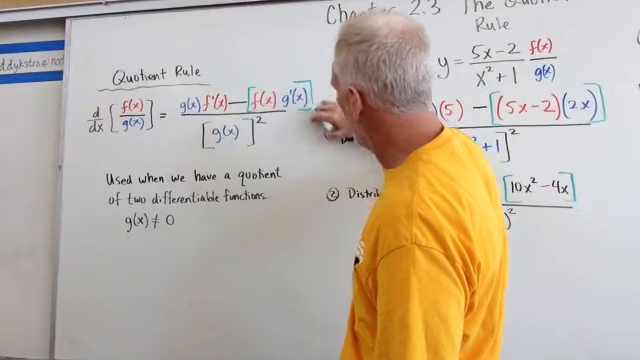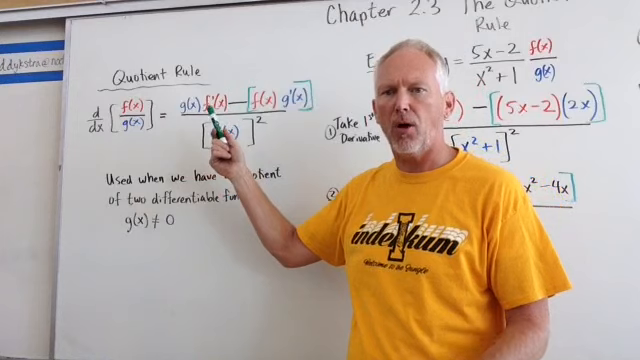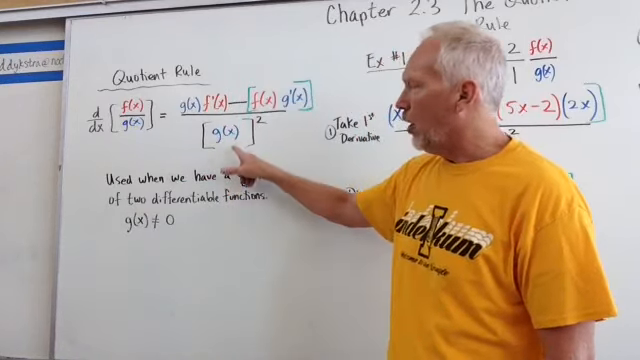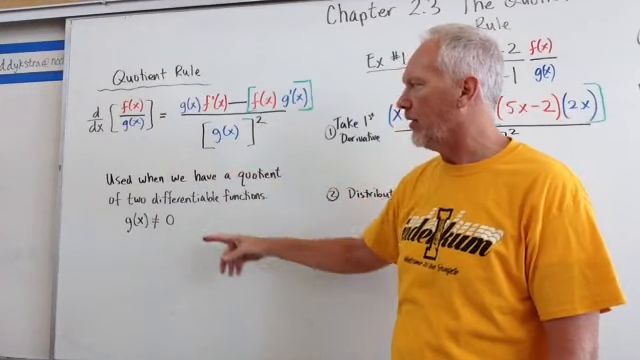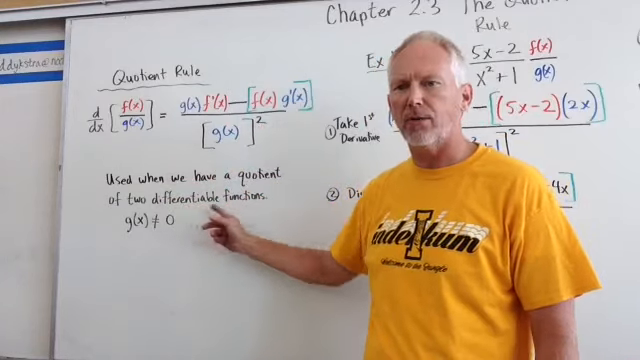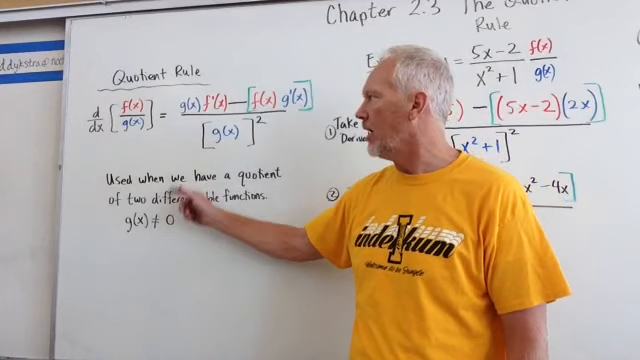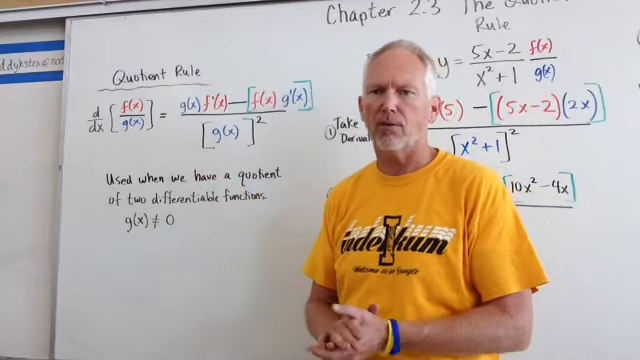I want to make sure that if there's some binomial or polynomial, I distribute that negative. All divided by g of x squared. This is used when we have a quotient of two differentiable functions when g of x cannot equal 0. So we can't get a 0 down here, otherwise it becomes undefined anyway.